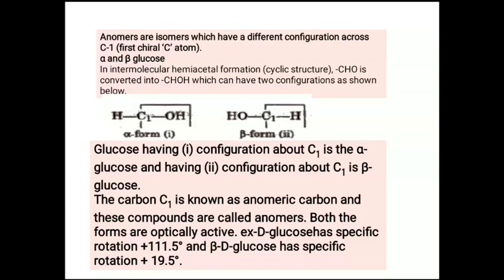Both of these forms are optically active, means they can rotate the plane polarized light. Both of these forms differ with respect to specific rotation. Alpha form has plus 112.2 degrees of specific rotation, and beta form has plus 18.7 degrees of specific rotation.